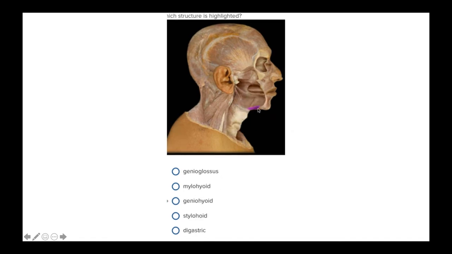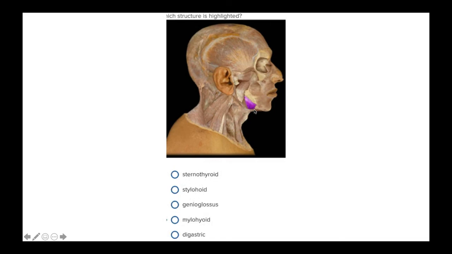Here is the geniohyoid. Here is the mylohyoid. Most of these are pure identification. They don't ask much on origins and insertions here. And then here is the two bellies of the digastric.